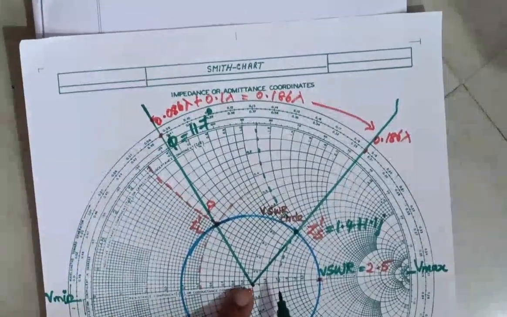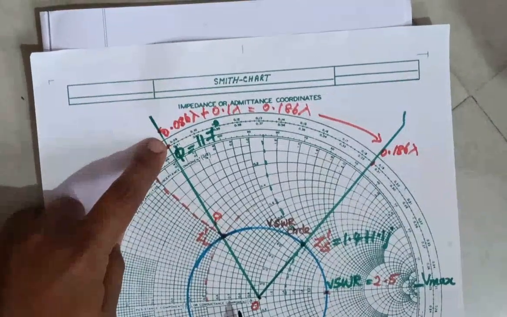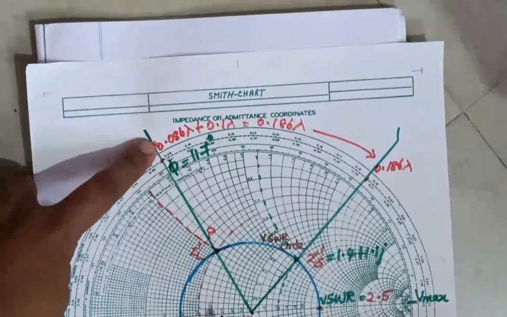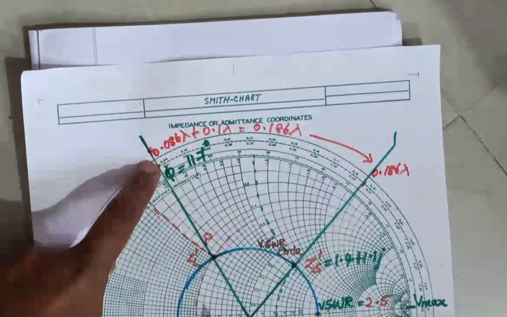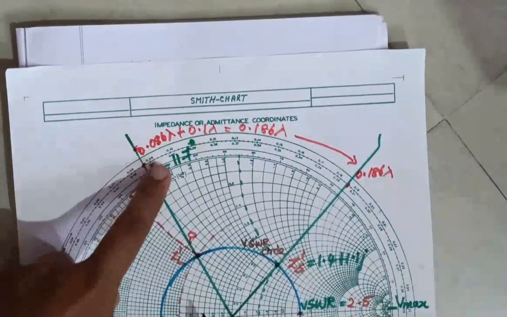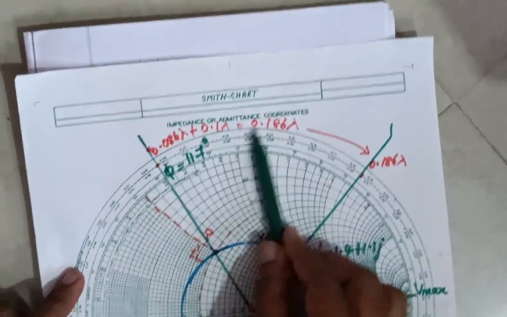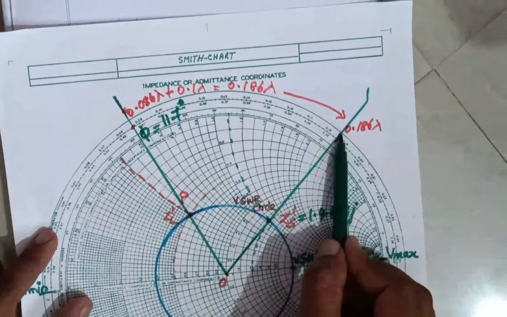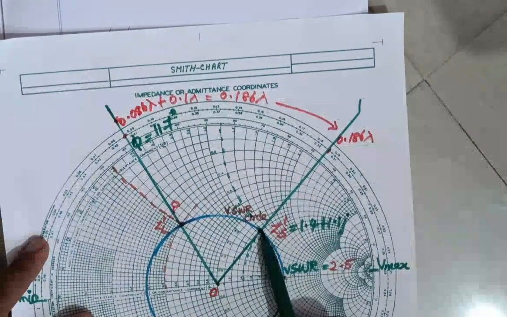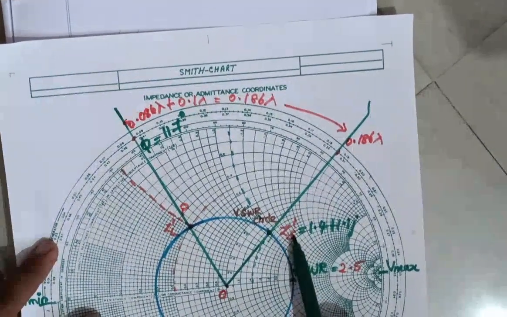Next, extend this OP line towards the outer circle. That point gives the location of the load. Next, we calculate the input impedance. Add 0.1 lambda to the location of the load, which gives 0.186 lambda, and plot that point on the outer circle. Extend that point towards the center. That line and the VSWR circle intersect at a point, and that point gives the input impedance value.